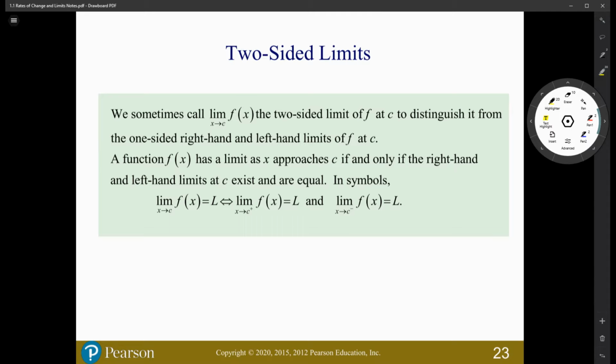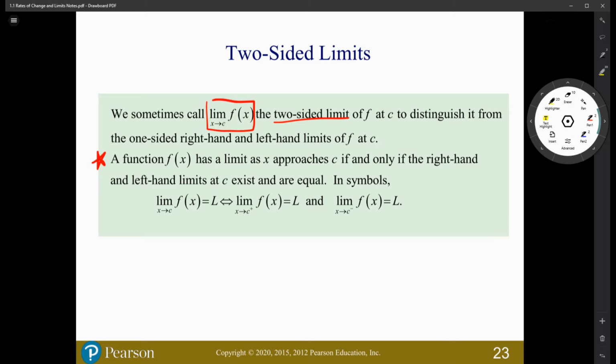So if we've got one-sided limits, then we must have two-sided limits as well, and it turns out we do. We sometimes call this the generic limit form, where we don't have the exponent plus or minus, the two-sided limit of f, to distinguish it from a right-side or left-side limit, or right-hand or left-hand limits. So this is super important here.